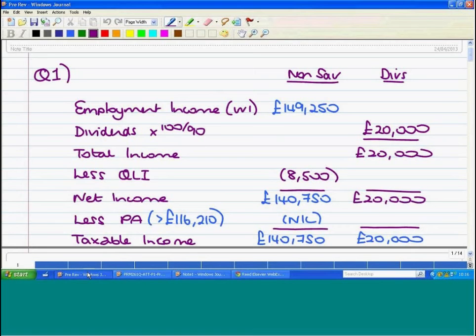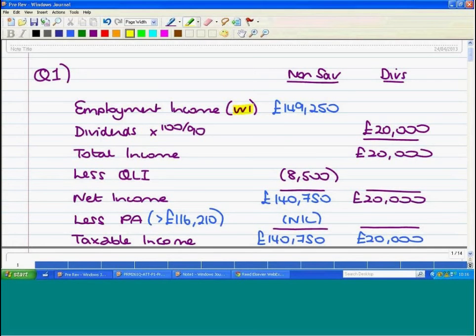Now the dividends I can put in straight away. The employment income, unfortunately I can't. I'm going to have to go off and do a calculation to show where my number comes from. But as always, I will show the marker where I've done that by labelling it up with the working.